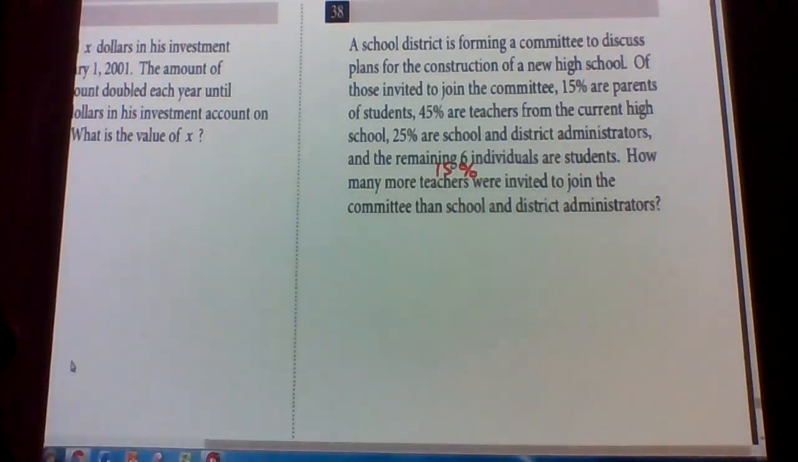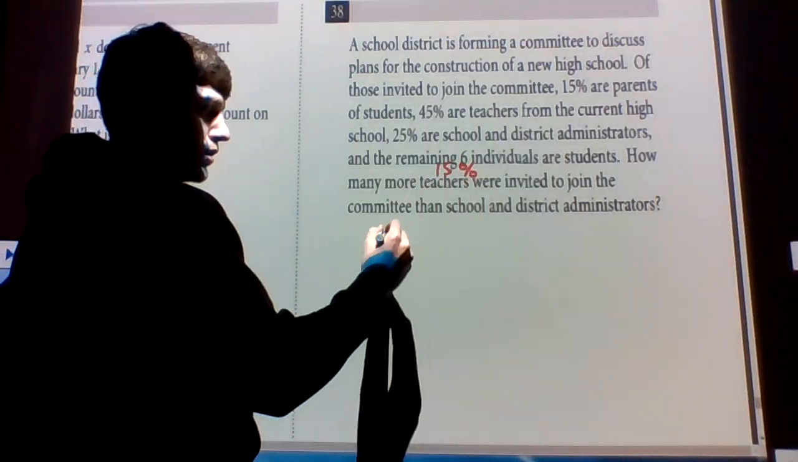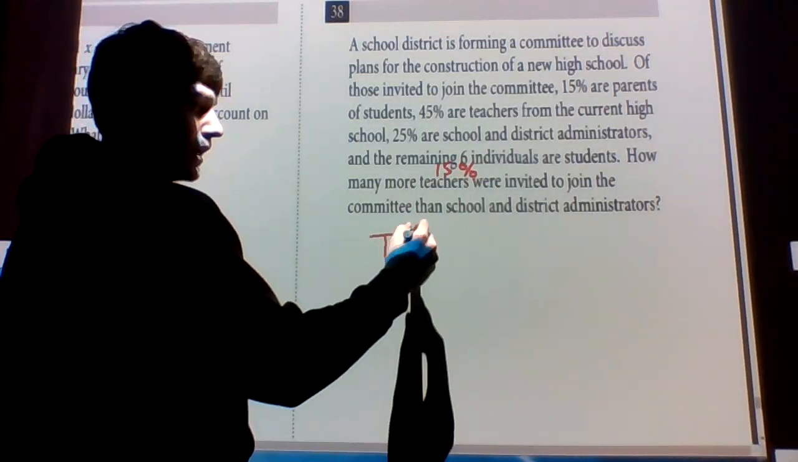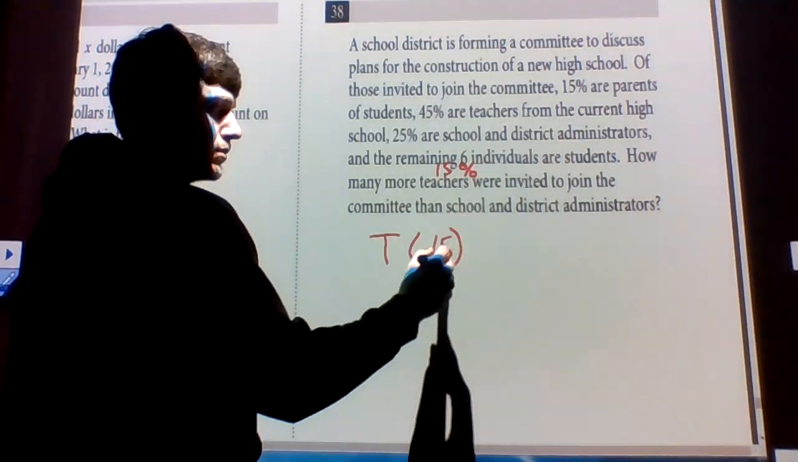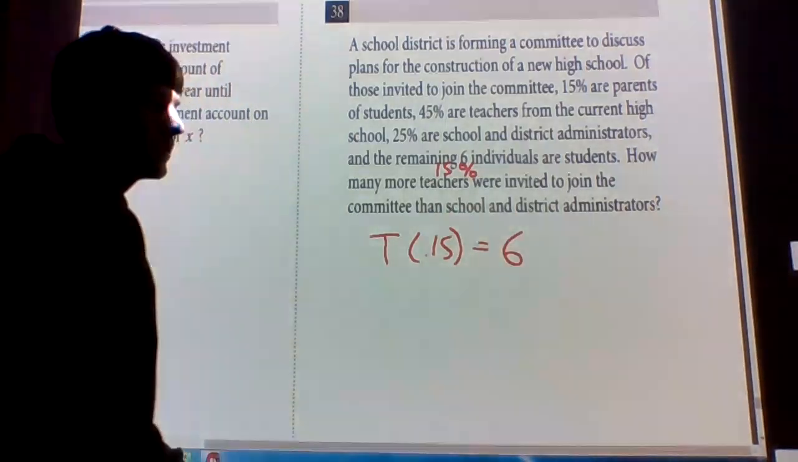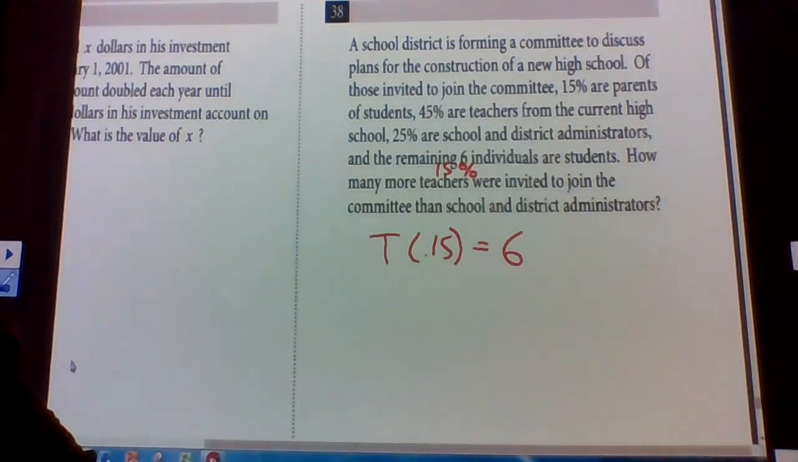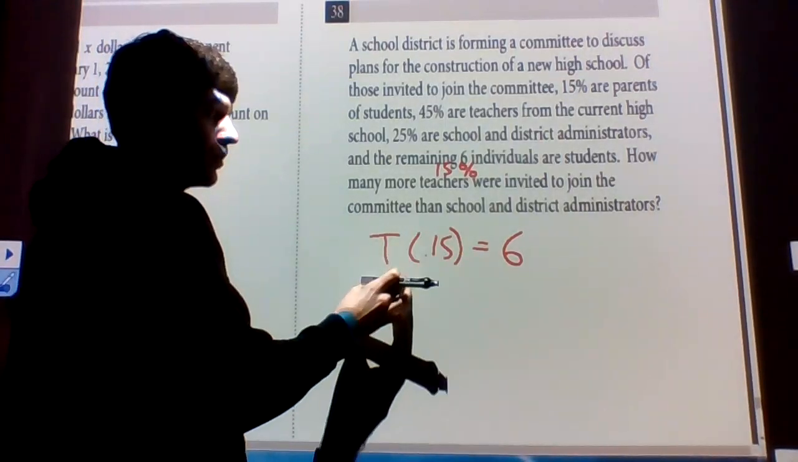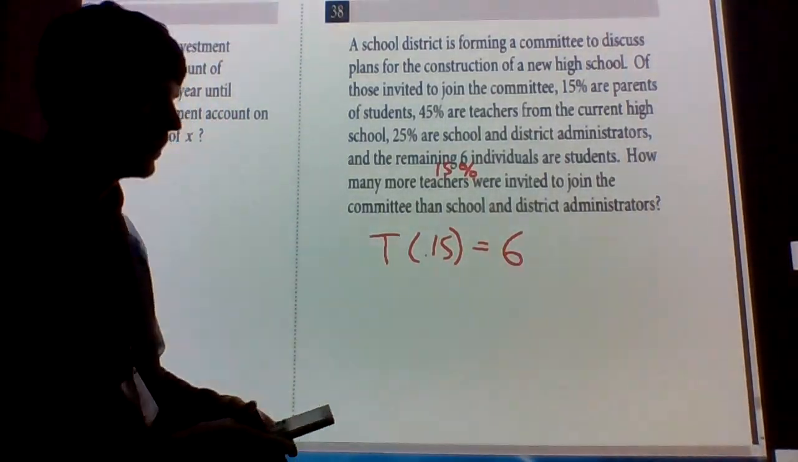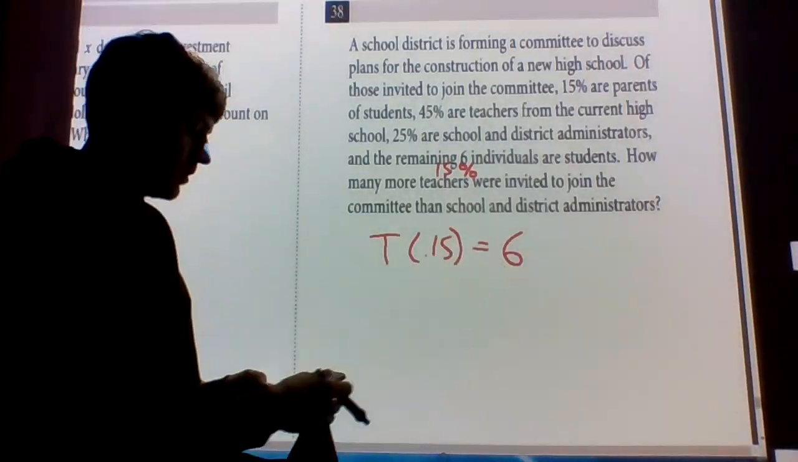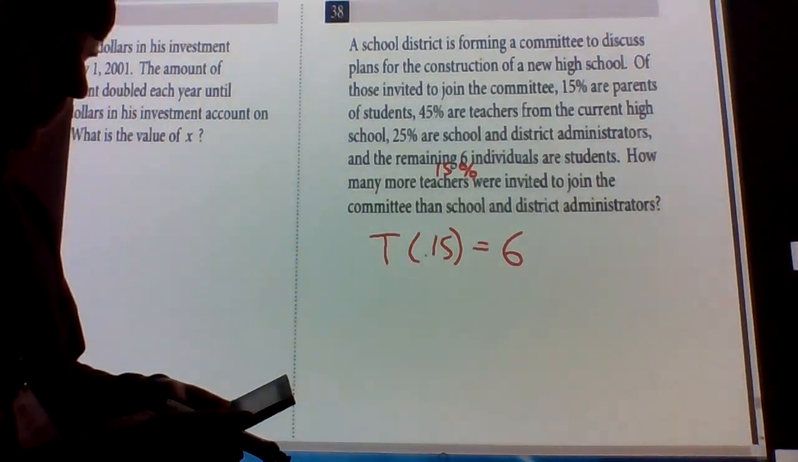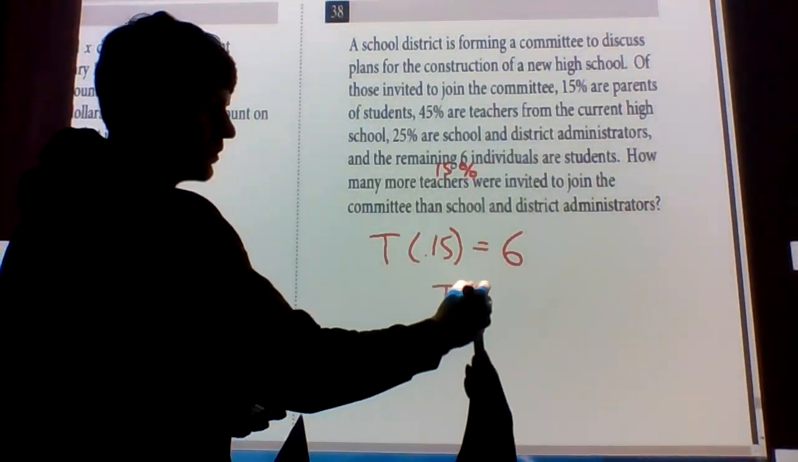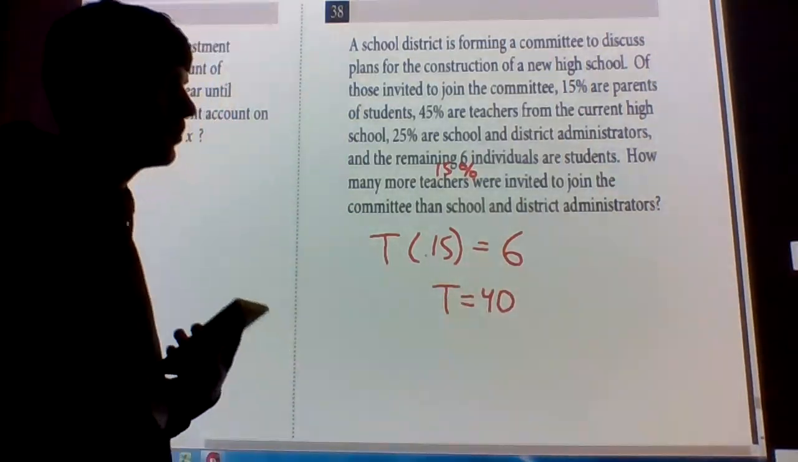Okay, so to find the total number, right, the total number of people here times 0.15, because 15% of the total is going to give us 6 students. So that's the equation we need to use to find the total number of people. The total number of people times 0.15 is going to give us 6. So divide both sides by 0.15, so 6 divided by 0.15 is going to give t equal to 40. So there's 40 total people here.